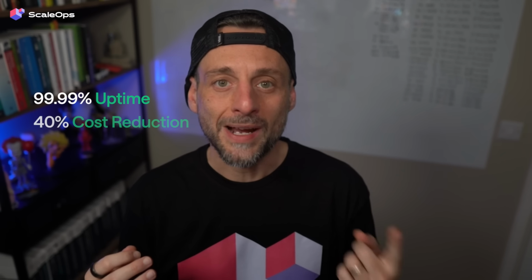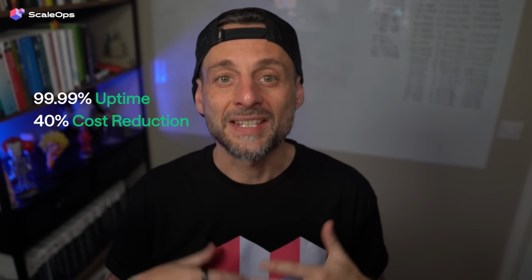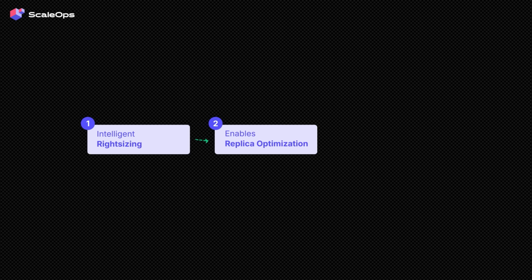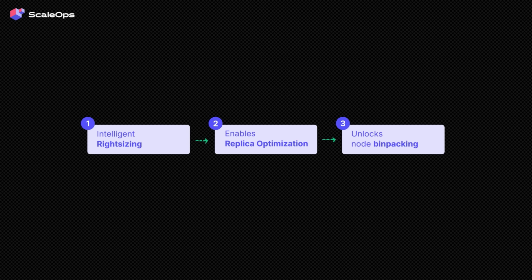So this is the new standard. This isn't just a better VPA. It's a proactive, context-aware, and policy-driven system that is built for production. And honestly, this is just the foundation. Once you have this level of control, it unlocks the full power of horizontal scaling and real node consolidation.